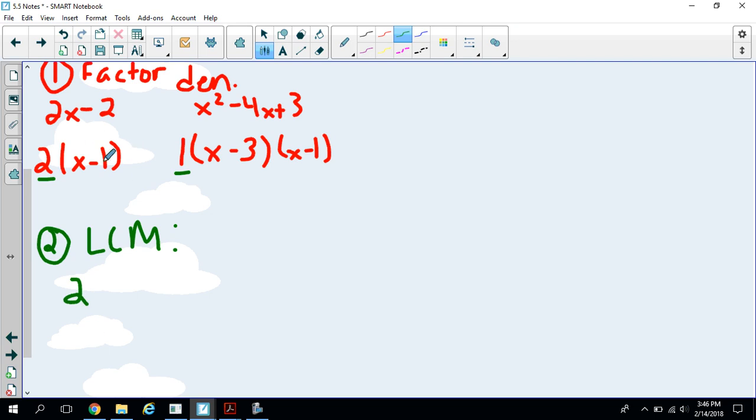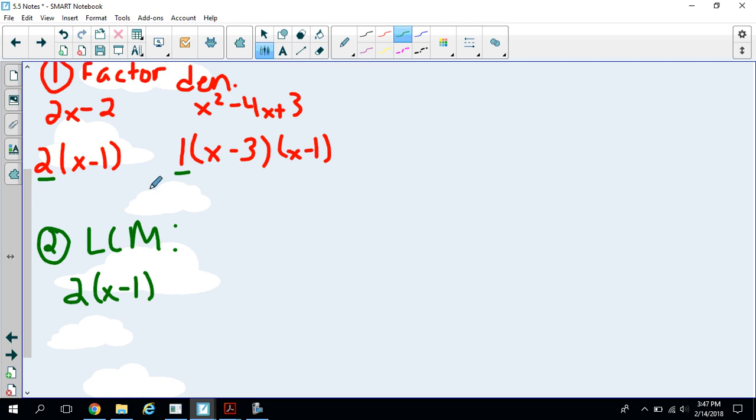Now, if we look here, the 2 times x minus 1 has an x minus 1. And for our other factored form, we also have an x minus 1. Now, the two denominators have the same factors and the same amount of them, so we just write it that amount. Since there's only one x minus 1 in our second denominator and only one in our first denominator, we just write it once.